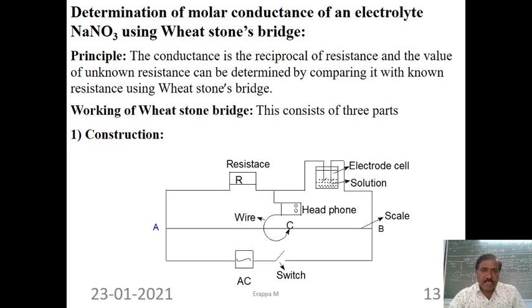Working of the Wheatstone bridge. This consists of 3 parts. One is the construction. In the Wheatstone bridge experiment, a platinum wire AB is stretched in the bridge, and A is connected to the resistance box and B is connected to the conductivity cell, and A and B are connected to the AC.